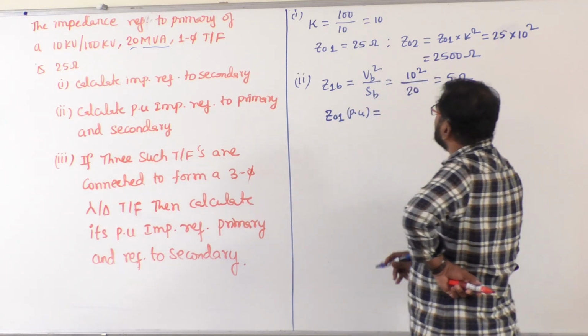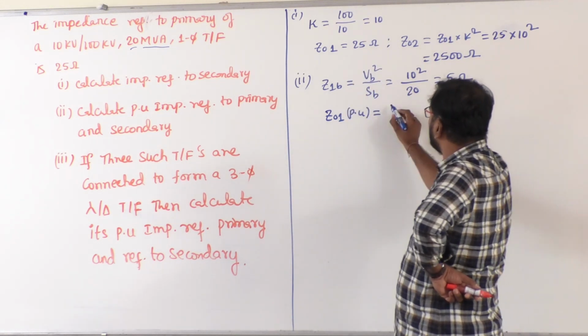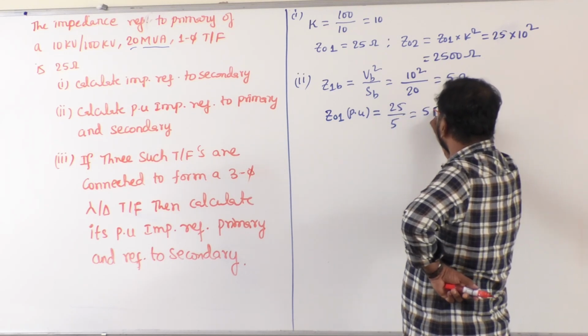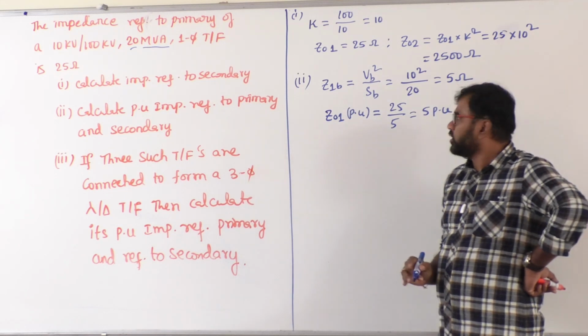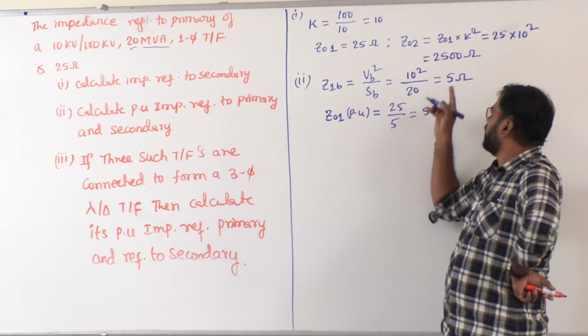So tell me, what is Z01 in per unit form? Z01 per unit is Z01 actual divided by Z1 base. Z01 actual is 25 and Z1 base is 5 ohms. We get 5 per unit. Okay, clear? Z01 actual is 25 ohms, Z1 base is 5 ohms.